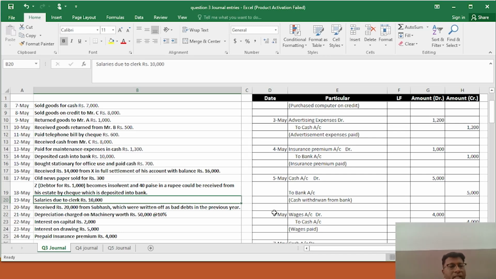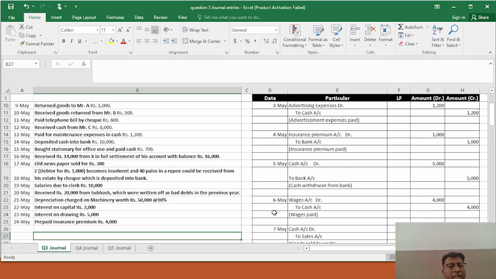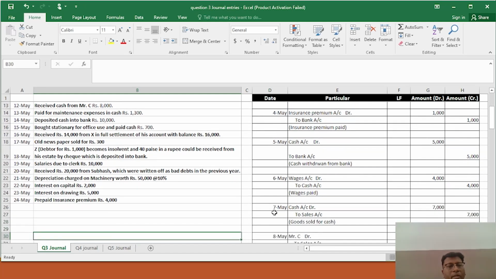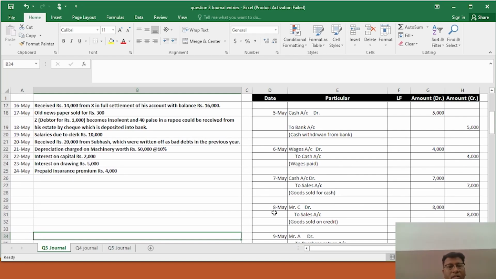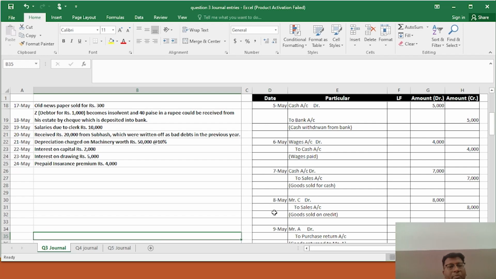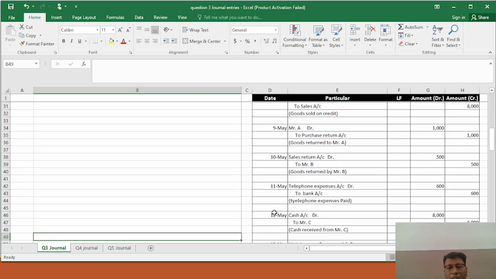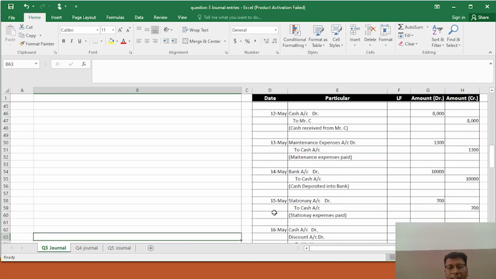Now the next one is on 17th May: old newspaper sold for rupees 300. So you are selling old newspaper. This is not a particular sale, because this is not your job or your product that you are selling to anyone. This is just like miscellaneous income. So you are selling some scrap, some old newspaper, and you have to open this particular account in the name of miscellaneous income.